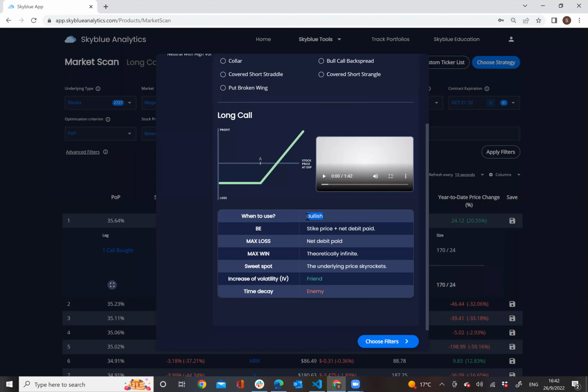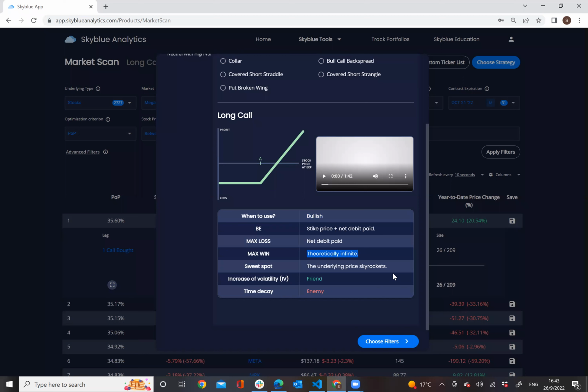Well, basically when you are bullish or very bullish, break even is the strike price plus the net debit paid. Max loss is the net debit paid, as I said, what you paid at the beginning. Max win is theoretically infinite, but we know that, of course, it's not going to jump to $1 billion for each stock.